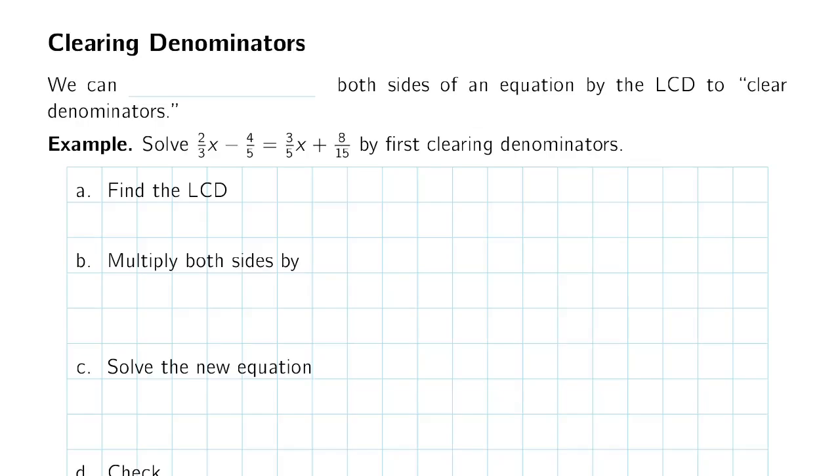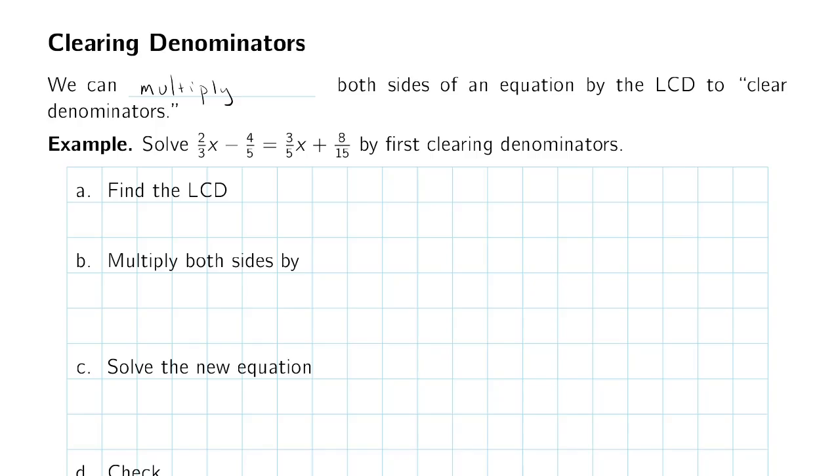The technique that we're going to use to solve rational equations is called clearing the denominators. We can multiply both sides of an equation by a least common denominator to do what's called clearing the denominators, meaning after we multiply, there will be no fractions in our equation. You may have seen this technique for solving equations that contain fractional coefficients.